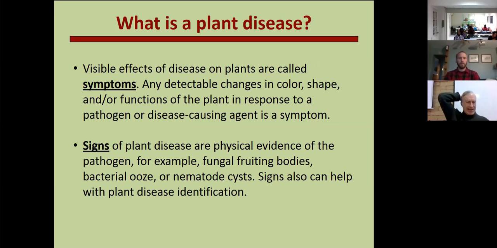So when you look at a plant that has a disease, what you see is the symptoms. The symptoms are the changes in the plant, the color, shape, functions of a plant in response to the disease. So those are symptoms. A sign of a plant disease is physical evidence of the pathogen. For example, if you see fungus or bacteria oozing or nematodes or whatever, those are signs of plant disease.